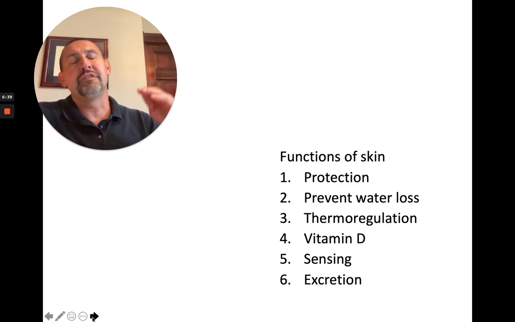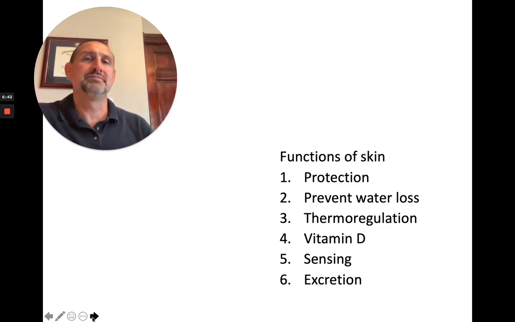We're going to look at the first body system, the integumentary system, which consists mostly of skin, hair, nails, things like that. Here are some of the jobs or functions of skin. Protection, prevents water loss, regulates your body's temperature, helps synthesize vitamin D, sensing the environment, and getting rid of some waste products.